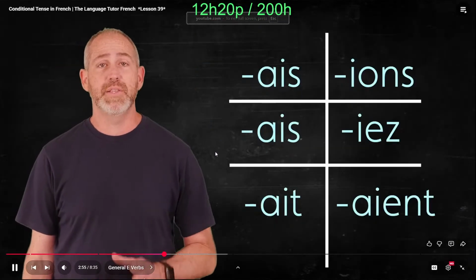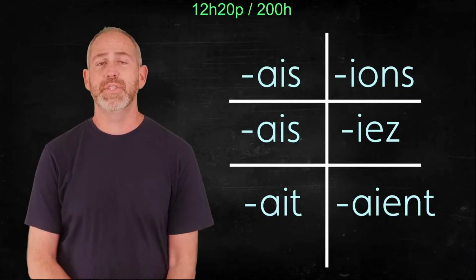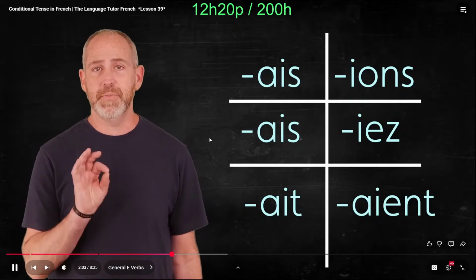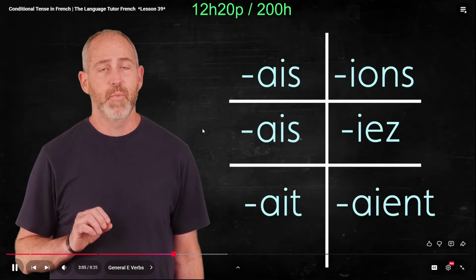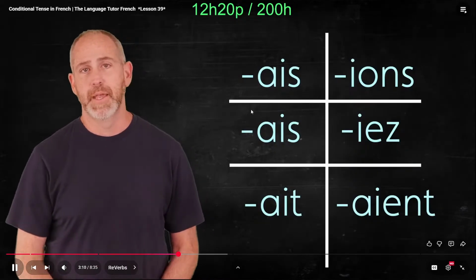So those were our endings back when we talked about the imperfect tense. So we put those endings on there, but now we're actually using that same stem that we used before when we talked about the future tense. We're just kind of tagging it on, okay?